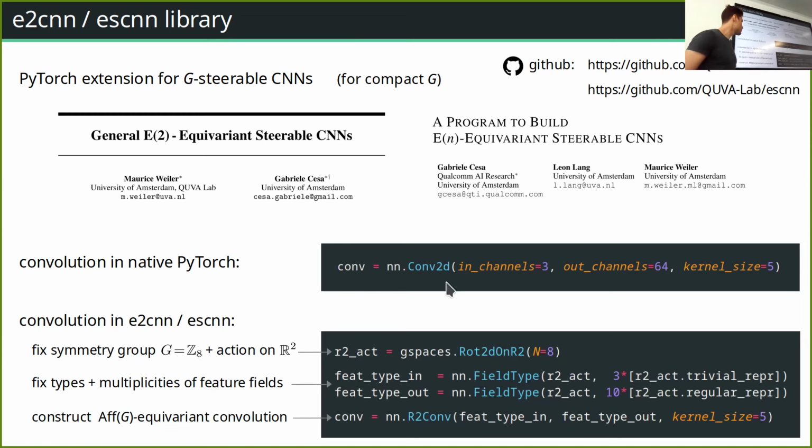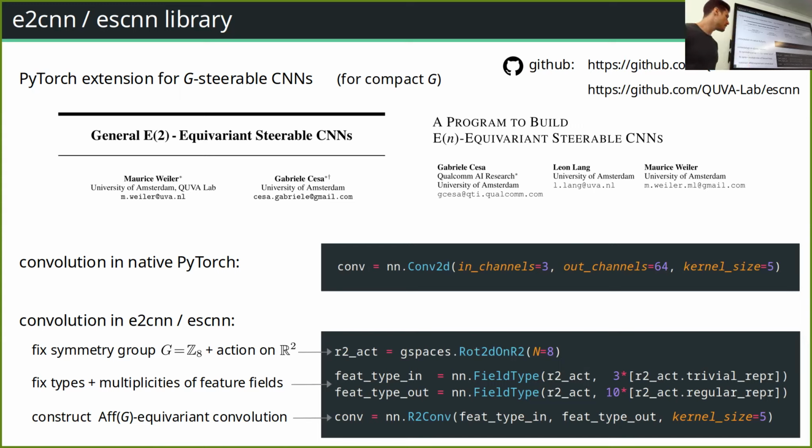The first one shows you how to instantiate the convolution in PyTorch. Here you would essentially just pass a number of input and output channels. And what we do in our library is we define a symmetry group and its group action. So here this rot2d on R2 would be rotations of the image plane R2. And this n equals 8 means that we consider the symmetry group C8, which would be rotations by multiples of 45 degrees.